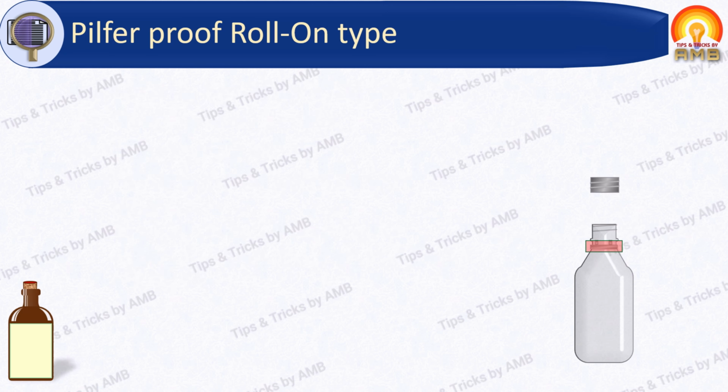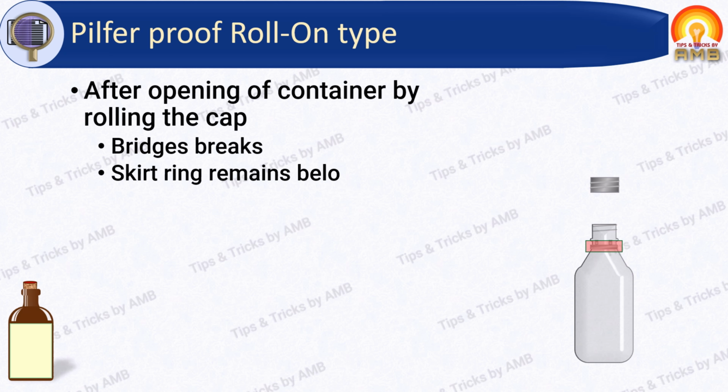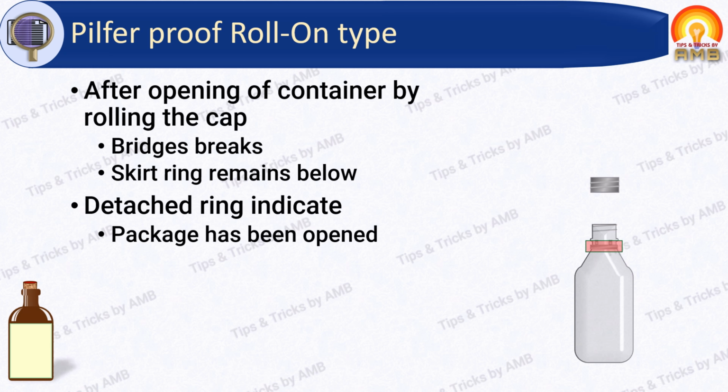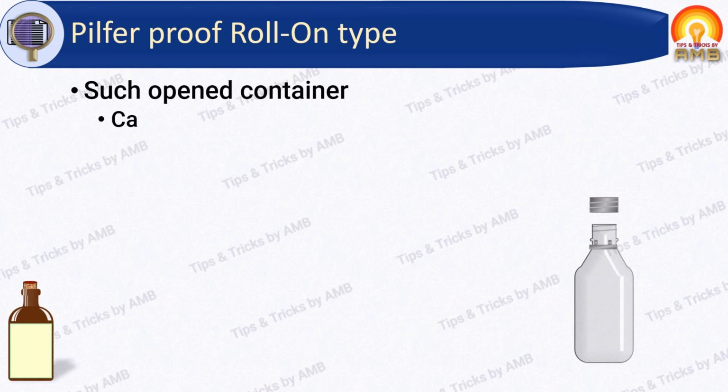When the container is opened by rolling the cap, the bridges break and the skirt ring remains below the neck of the container. The detached ring indicates the package has been opened. This is called as pilfer-proof. Such opened containers can be closed again after the use of the material inside it.